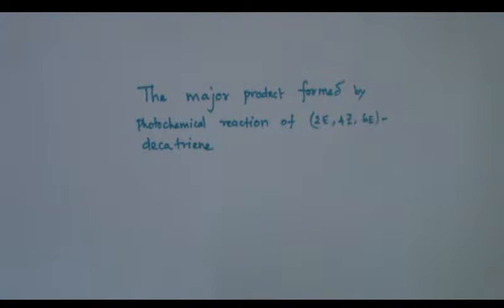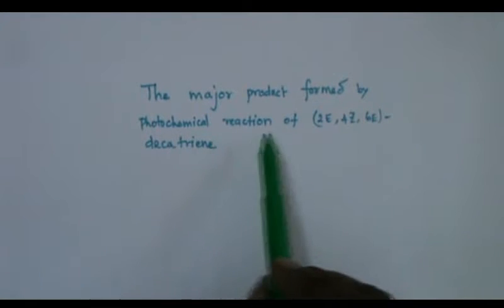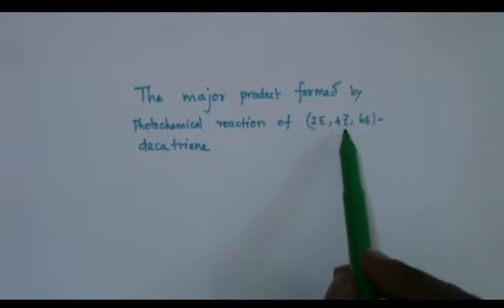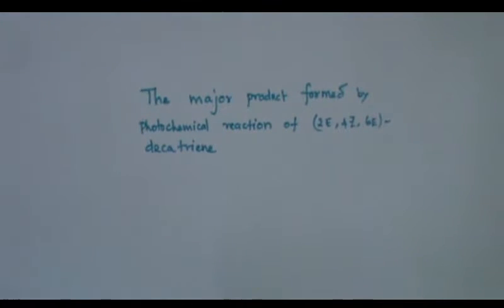Today I am going to solve a problem on electrocyclic ring closing reaction. You can find this problem in CSIR NET exam 2015 December. Here is the problem. Major product formed by photochemical reaction of 2E, 4Z, 6E decatriene. What is the product?